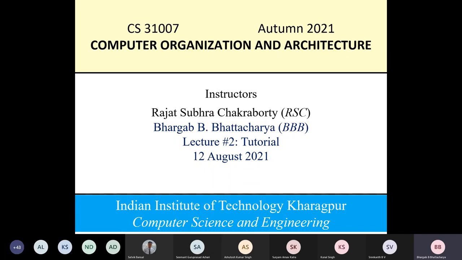From next week we'll actually continue our discussion on computer organization and architecture. So today I want to present a tutorial before you, concerned with some prerequisites, because in the previous semester you have already gone through switching theory and logic design, right? Those concepts would be useful here when we talk about arithmetic logic design in computer organization. So I would like to solve some problems.